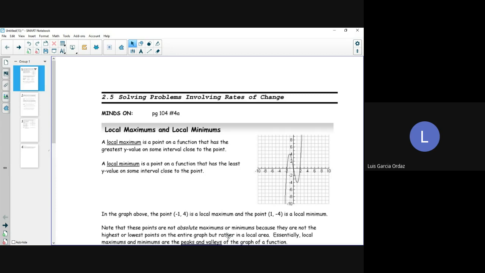All right, everyone. So this is going to be your last lesson for the quadmester. So we're just going to end off with solving problems involving rates of change.